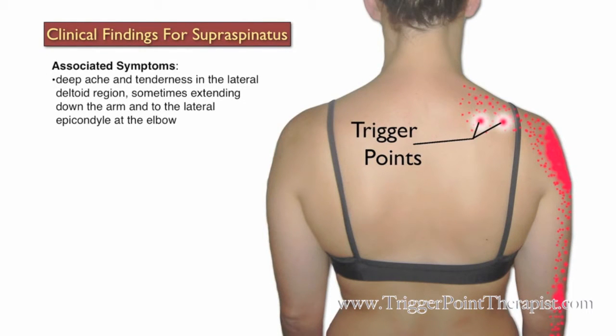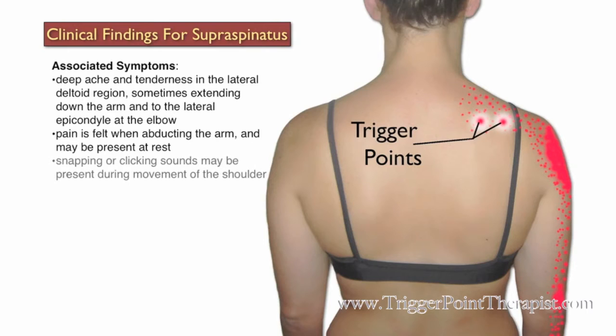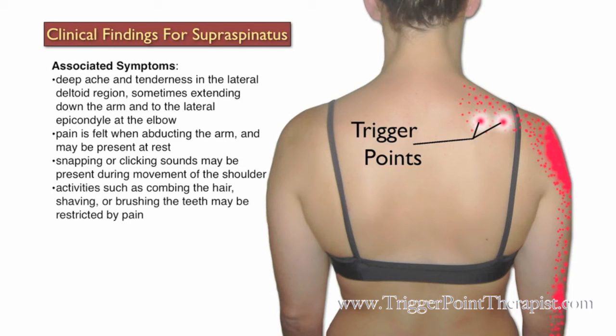Associated symptoms for the supraspinatus trigger points are as follows. Clients will complain of deep ache and tenderness in the lateral deltoid region, sometimes extending down the arm and into the lateral epicondyle at the elbow. The pain is felt when they abduct their arm and may also be present at rest. Clients will also describe a snapping or clicking sound that's present during movement of their shoulder. Activities such as combing their hair, shaving, or brushing their teeth are usually restricted by pain.